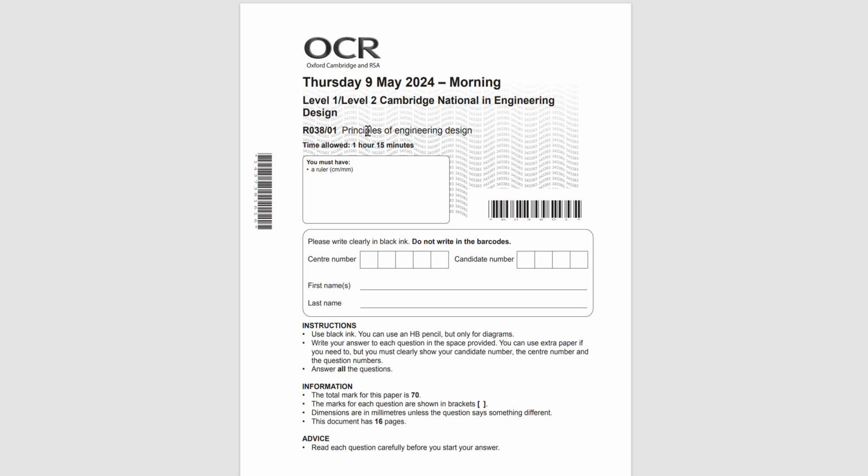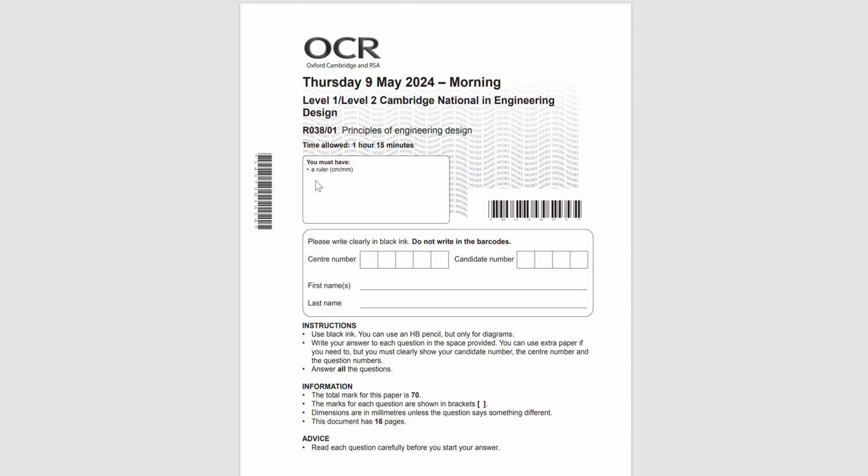Firstly, you will see we have 1 hour 15 minutes to complete this paper, and we need to have a ruler with us in order to be able to complete some of the questions. I would also advise that you bring a black pen, a pencil, a rubber, potentially a pencil sharpener, and a set square would also be very useful. If you require any of this equipment, please do not hesitate to ask me to lend you some.